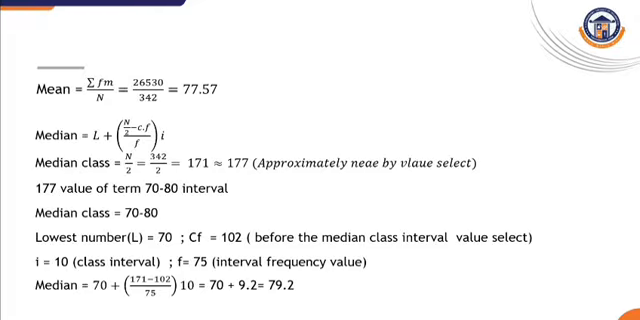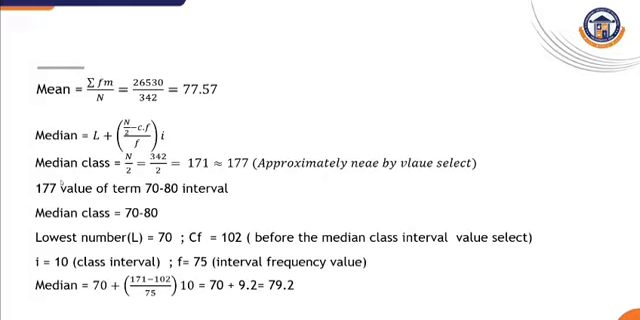The median formula is L plus (n by 2 minus cumulative frequency) divided by frequency, into I. First we identify the median class using a very simple formula, n by 2. Here n is 342, divided by 2 is 171. In our given table, the nearest value to 171 is 177, which is approximately near it. We select that as n by 2.